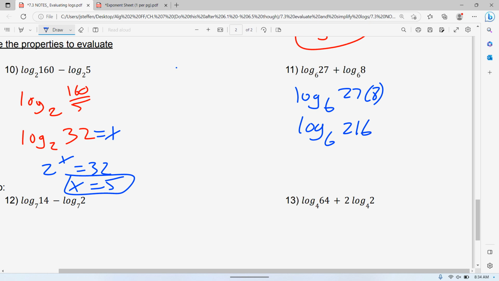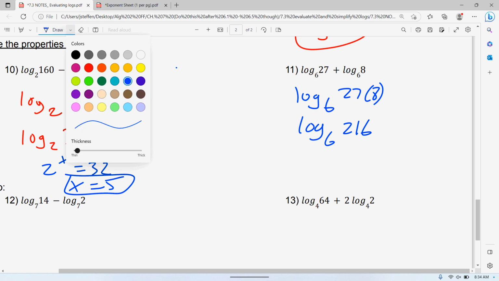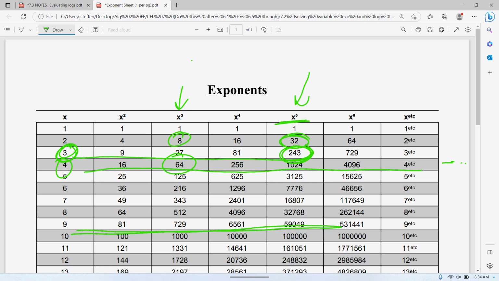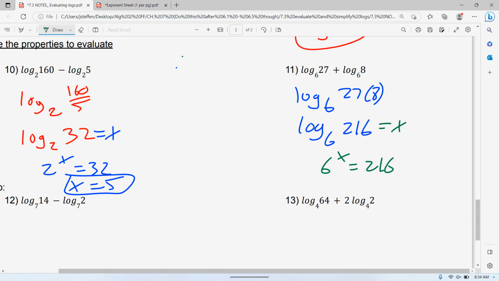So set that equal to x. Six raised to what number is 216? Again, you do trial and error, or you can use your list. So 216 is right here. That is 6 to the 3rd. So x is equal to 3. Are there any questions? Go ahead and do the next two on your own.